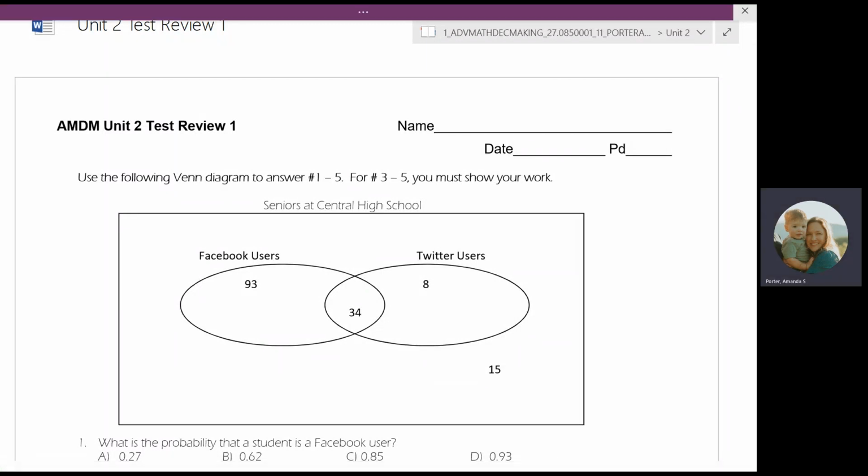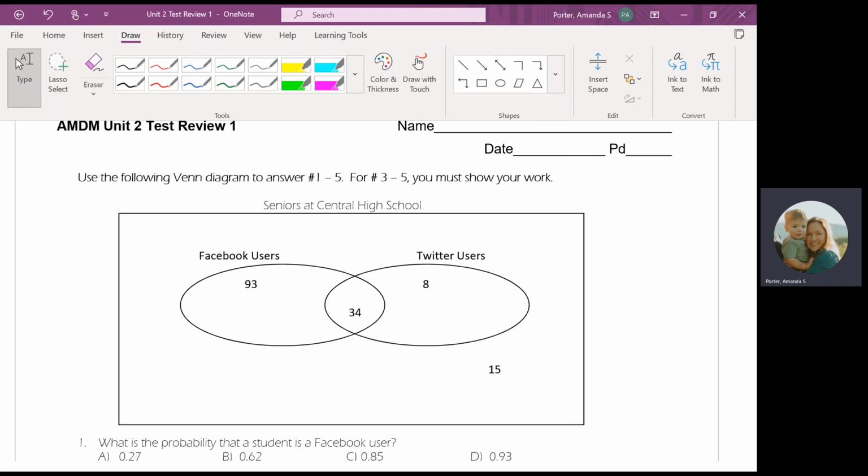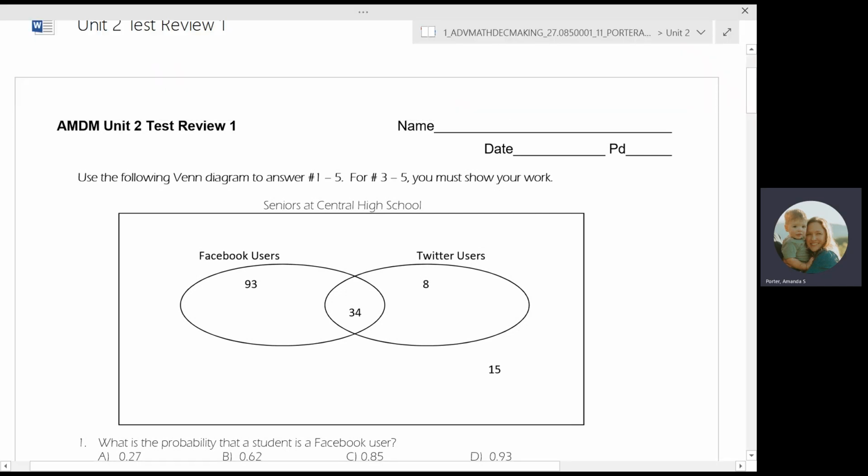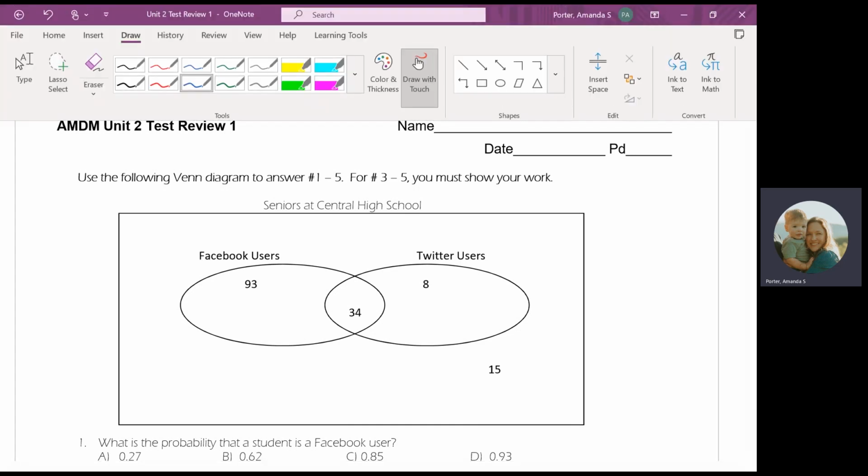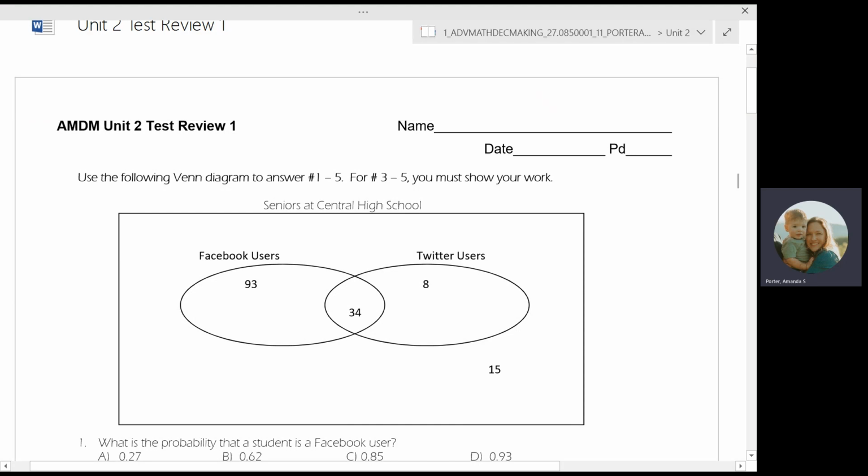All right, guys. So today, let's talk about this Unit 2 test review number 1. What we're going to start with is the first question, a Venn diagram. We are trying to figure out how to answer probabilities in this situation. The diagram's already done for us, so I just want to work on finding the probabilities.